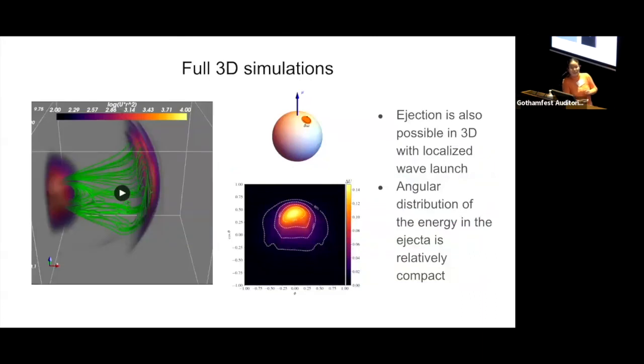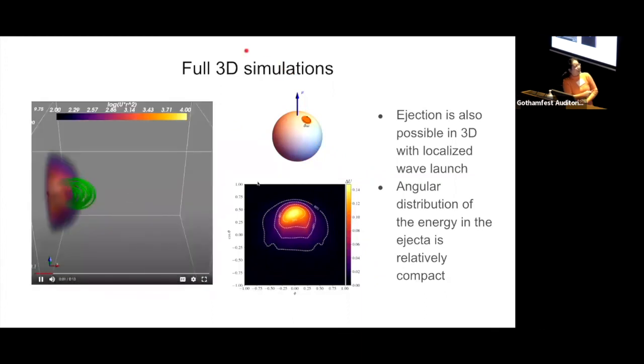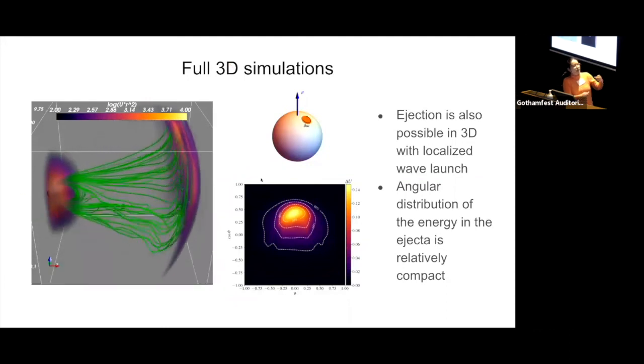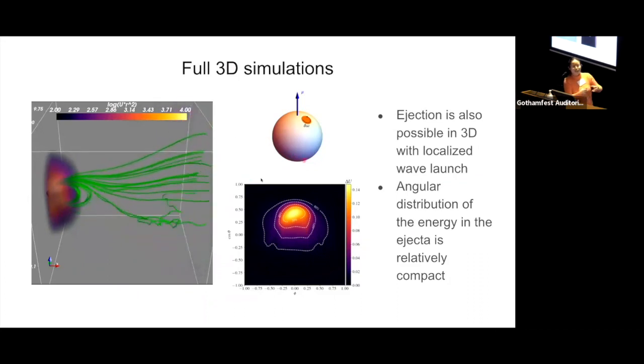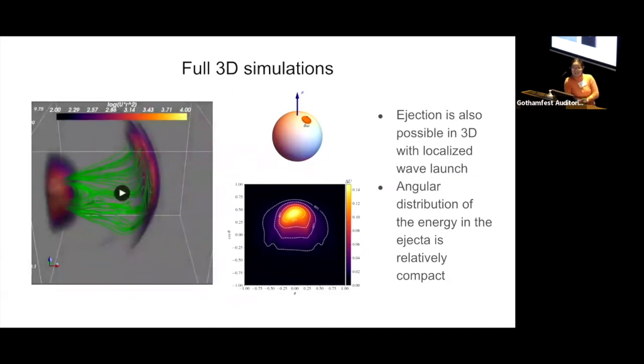We can also look at this in full 3D. This is another simulation we did to look at a localized starquake on the stellar surface that launches Alfvén waves. In 3D, you can also see that the Alfvén wave can become nonlinear and break out and launch an ejecta. Although this disturbance is only launched from a small region, it can still open up the whole magnetosphere and basically launch an ejecta into the magnetar wind. In this case, the energy distribution in this ejecta is actually relatively compact. It's not larger than an angular size of about 0.5 stellar radians.